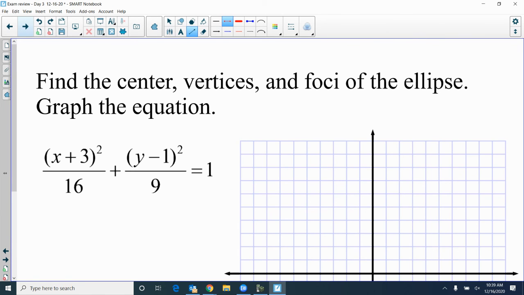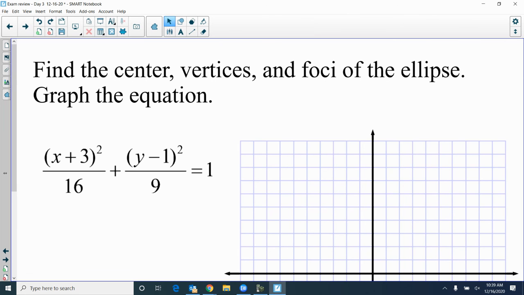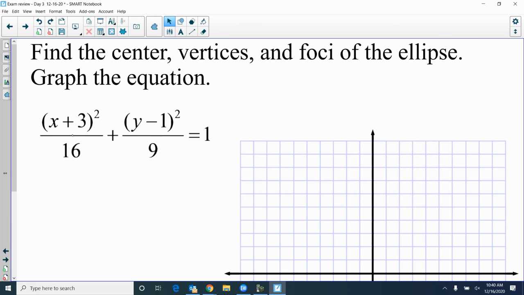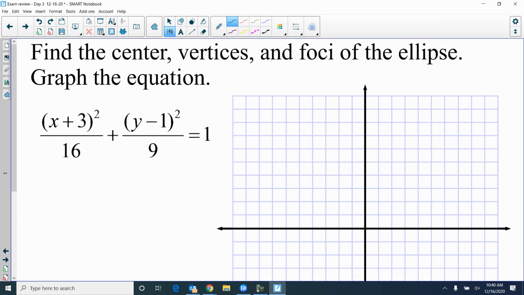And I know we just did this, but I just want to make sure we're good. I just wanted to throw this one up here. Graph the center, vertices, and foci of the ellipse. One of the main things you need to remember is a squared, b squared, and c squared. What's the relationship for the ellipse? Okay, c squared equals a squared minus b squared. Yes, c squared equals a squared minus b squared.